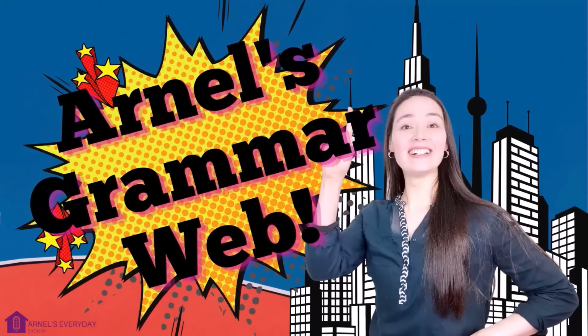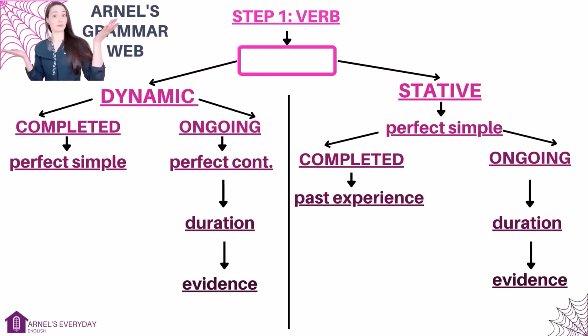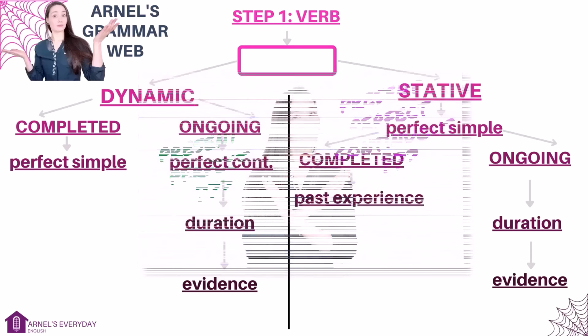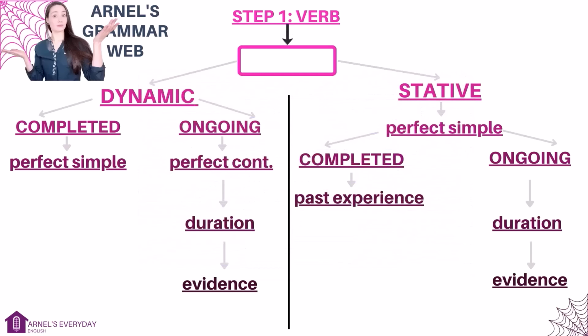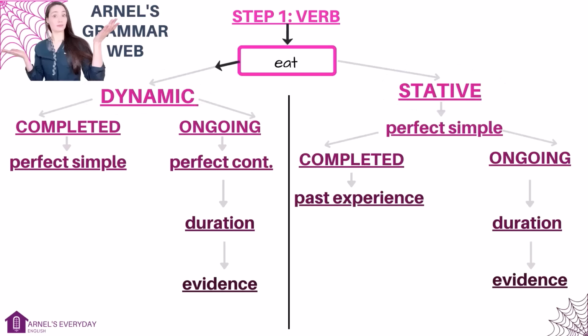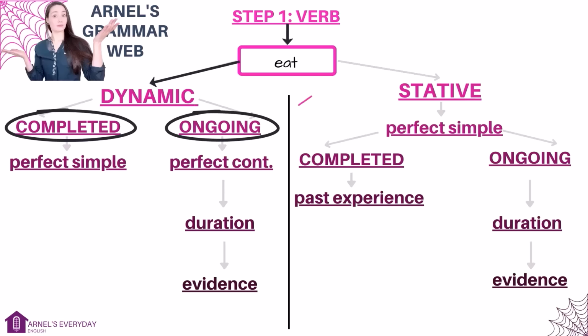ARNEL'S grammar web. I created this web to help you make a decision. Don't start with present perfect or present perfect continuous. No, use this web. First, is your verb dynamic or stative? Let's choose a simple dynamic verb, eat. Eat is dynamic. Do I want to emphasize a completed action or an ongoing action? Ongoing means still continuing. Let's choose completed.